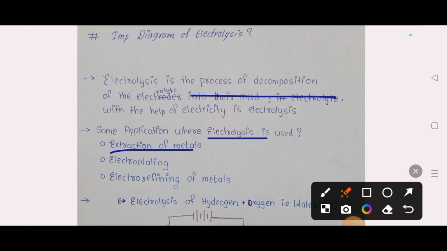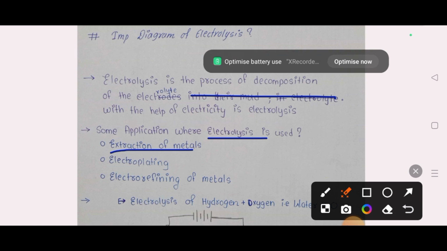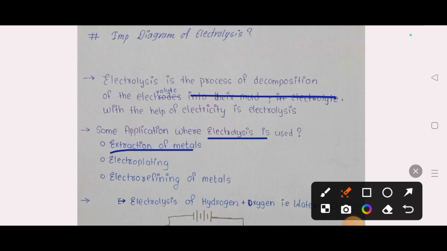Electroplating. Electroplating is used to electroplate a particular article with a desired material. For example, if you have silver jewelry and you wish to buy pure gold jewelry, but you can't afford it, then you can easily electroplate that particular thing with gold. This is electroplating by means of electricity.